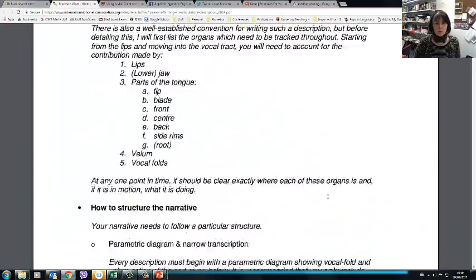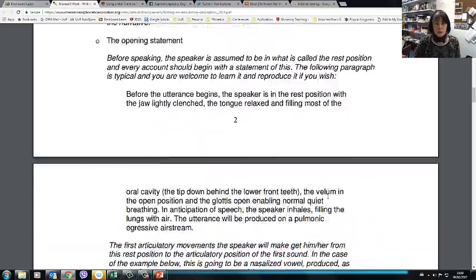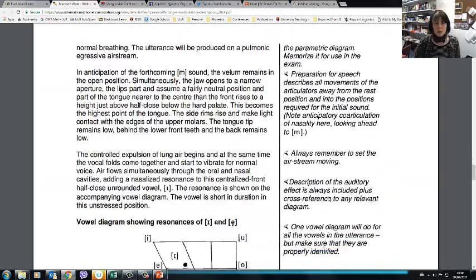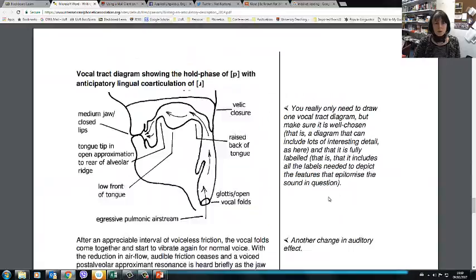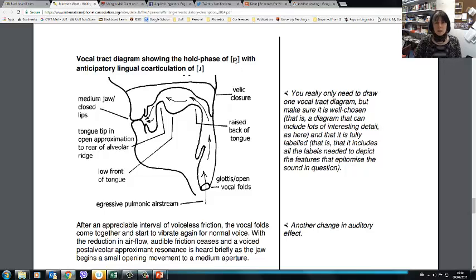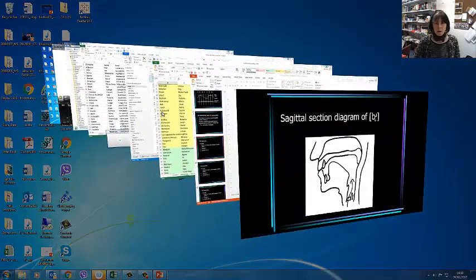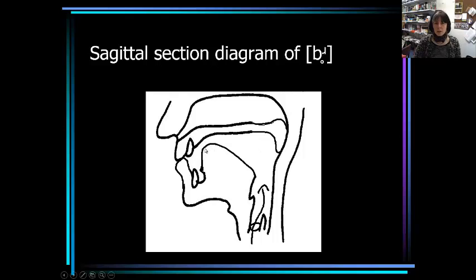Here we go. So I'm going to scroll down this until we get to the actual description itself. And in her diagram, what she's showing is the production of a voiceless bilabial plosive with anticipatory lingual co-articulation of the R sound. But if you look here, you can see that it's actually quite different from the shape that I've given. So she said tongue tip in open approximation to rear of alveolar ridge. That's what she's shown there. I haven't shown that. I've shown this kind of shape.